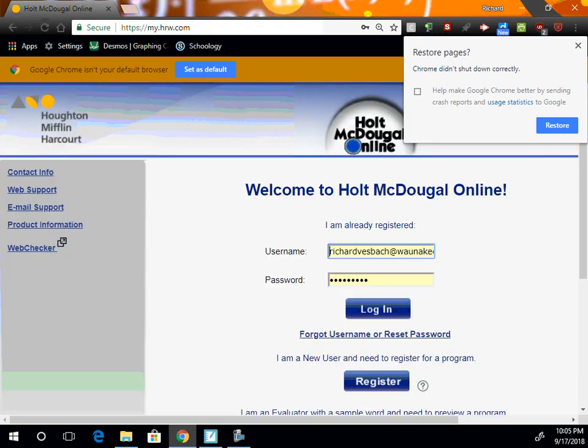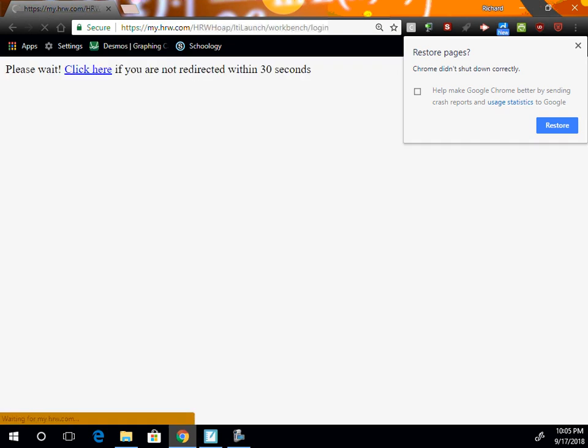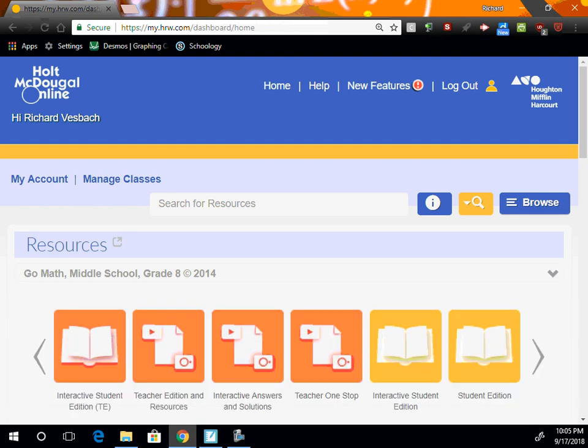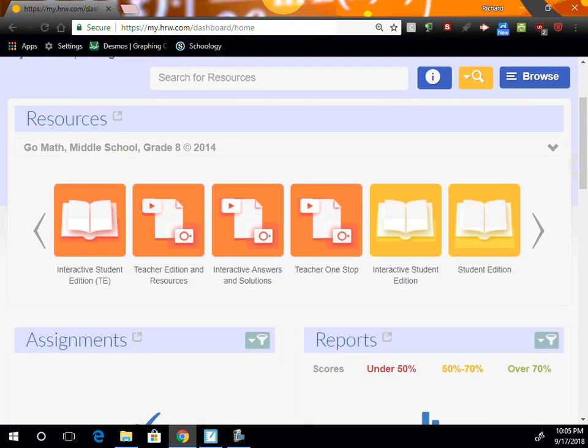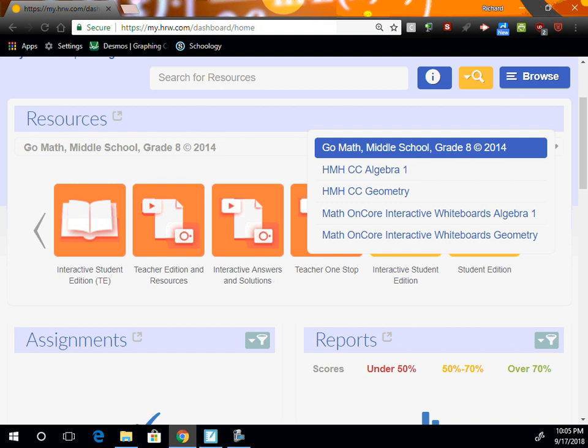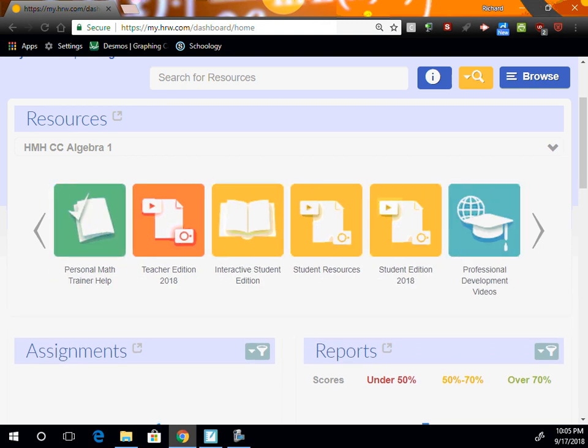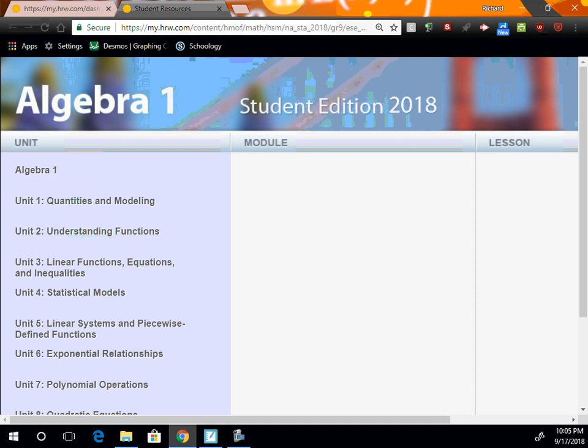So here's what it looks like when I log in. My username and password are already there. I click login. Mine's going to look slightly different than yours. Right now, if I click this drop-down menu over resources, I have to go to Algebra 1. If I click on Algebra 1, then I have the teacher edition here. You might have to go left or right to find student edition, which is right here, right? And so I click on student edition.